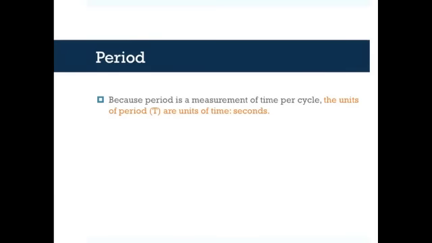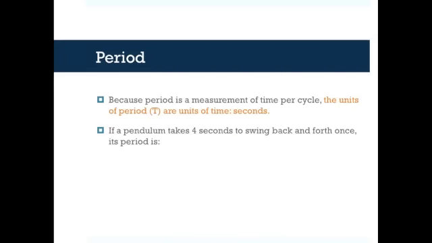Because period is the amount of time per cycle, we're going to use units of time to measure period. Most often our period is going to be measured in seconds. That's not always the case for things that take a really long time to move back and forth, but most often we're going to talk about things moving with periods in seconds. So let's take a look at some examples.